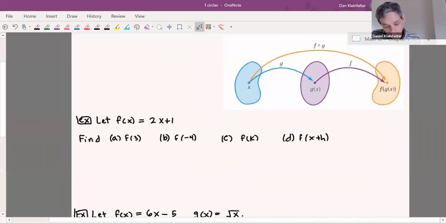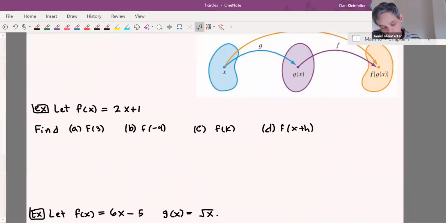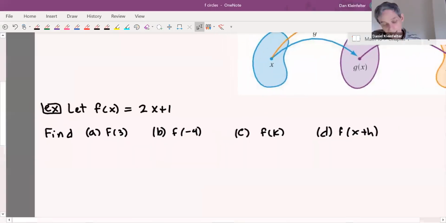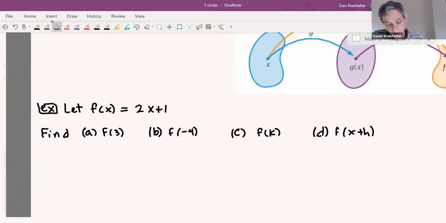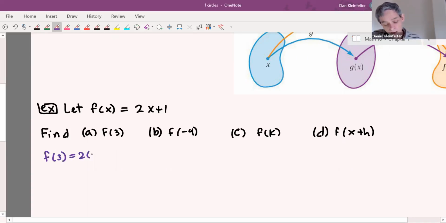Okay, so let's see some examples just of evaluating functions, and then we'll see function composition. Okay, so here, just a little review. Let's let f of x be the function 2x plus 1. We're going to find f of 3, f of negative 4, and then a couple of others. So for f of 3, that will be 2 times 3 plus 1, or 7. F of negative 4 will be 2 times negative 4 plus 1. That's negative 8 plus 1, which is negative 7.